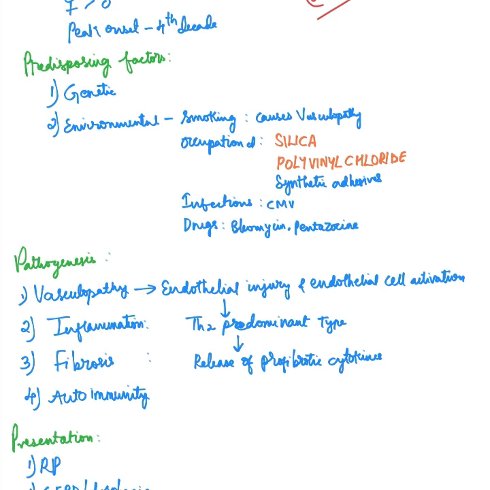Occupational exposure to silica, polyvinyl chloride, certain organic solvents and synthetic adhesives is a very important factor. Infections, especially viral infections such as cytomegalovirus infection, and certain drugs such as bleomycin and pentazocine all act as triggers and predisposing factors for systemic sclerosis.